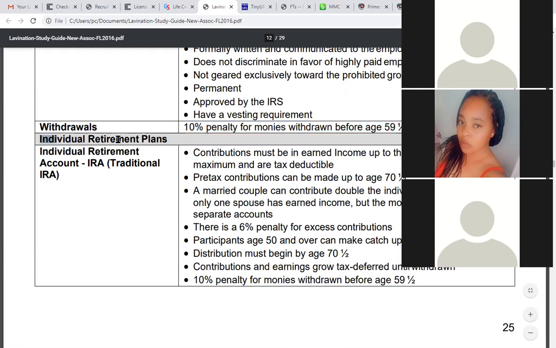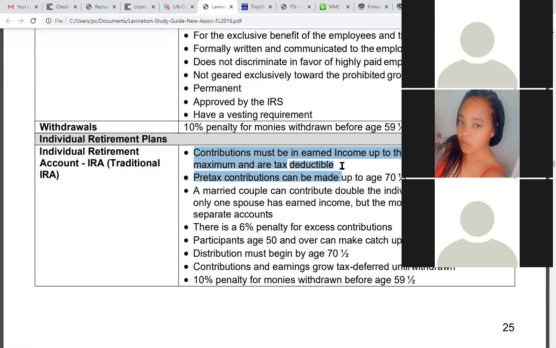So now let's talk about individual retirement plans. The first one we're talking about here is an IRA, what we call an individual retirement account. That's what we call the traditional IRA. Now this one, contribution must be from earned income, up to the IRS maximum amount. For example, for 2020, they're not going to test you on the maximum. In order for you to put money in that, the limit is $6,000 per year.